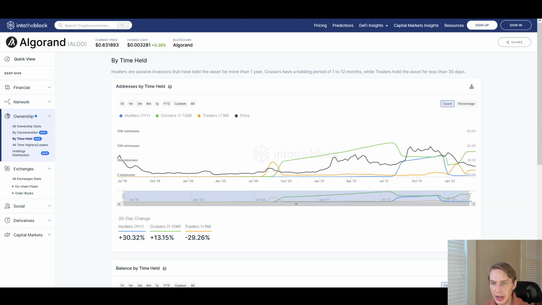And one thing that's confluent with that is if we look at the number of addresses by time held, which is what I'm showing you on this chart. In the blue, we have people who have been holding for a year or more. The green is people holding 1 to 12 months, and then traders are less than 1 month.